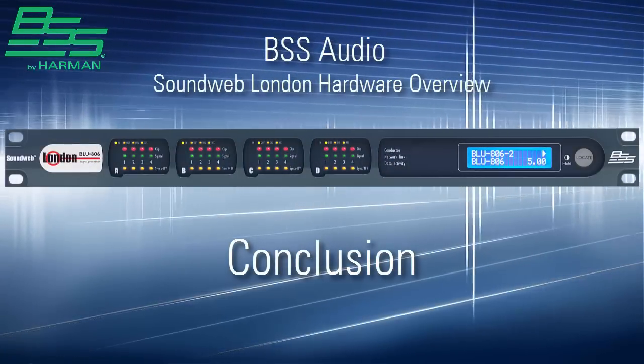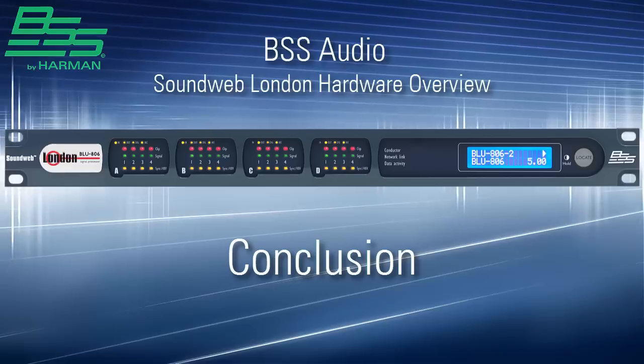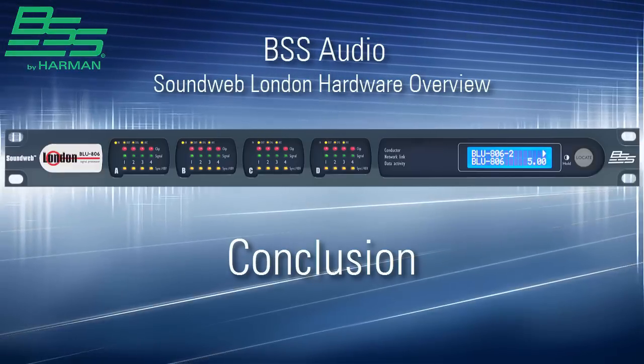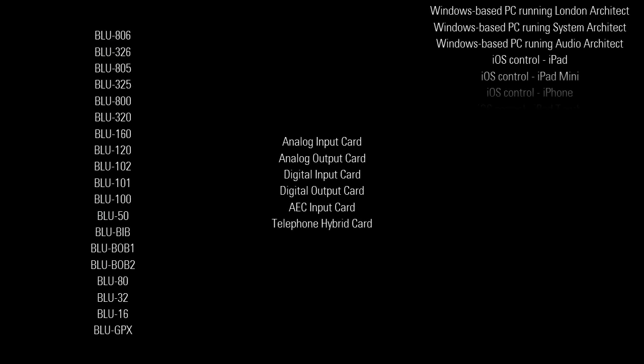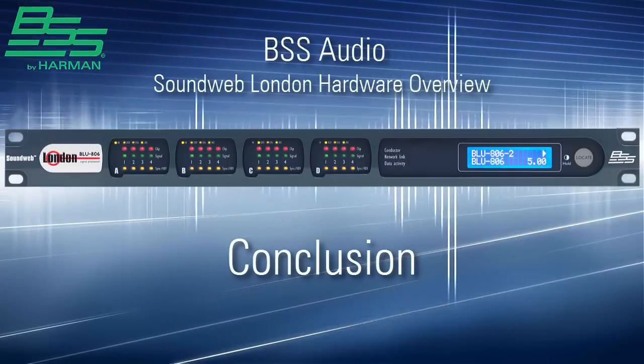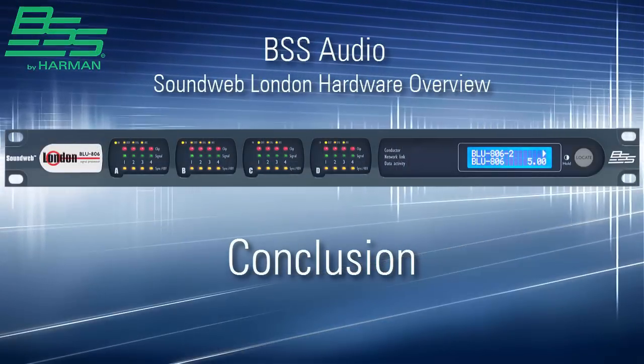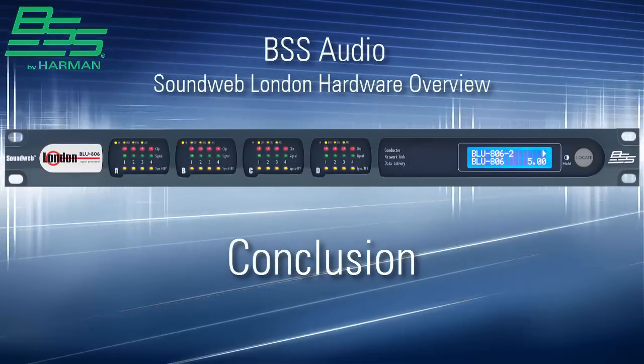So that's it for the Soundweb London hardware overview. If you made it all the way through, congratulations. You now understand the hardware capabilities of 19 devices, 6 cards, and 22 different types of controllers. If you're a system integrator, contractor, or just someone looking to learn more about an extremely powerful set of audio tools, I recommend taking the next steps towards official Soundweb London training and certification. Those steps should be detailed clearly on our website.